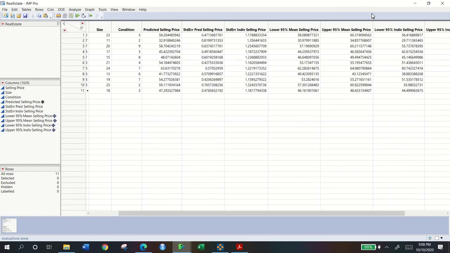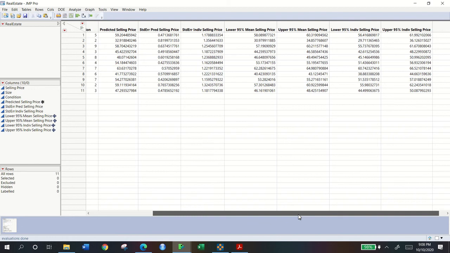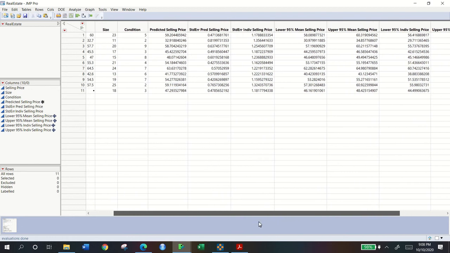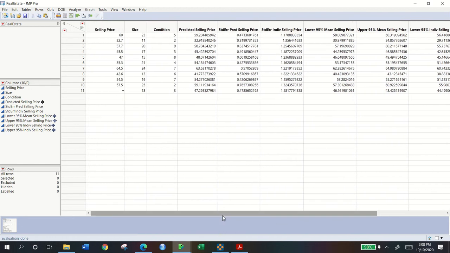If I minimize the screen and go back to our original table, you can see that we now have everything we would have needed to calculate by hand given to us, including that extra line where I said, maybe we're curious about a house of size 18 and condition 3. We can get the predicted values, the predicted standard errors, and our confidence intervals, even though the selling price is unknown. This is an important skill because I will ask you to do this in your homework.